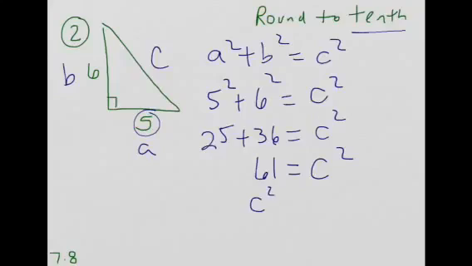I'm going to flip it around so that my variable is on the left. C squared is equal to 61. I'm going to take the square root, and so the square root of 61 rounded to the nearest tenth is going to be 7.8.